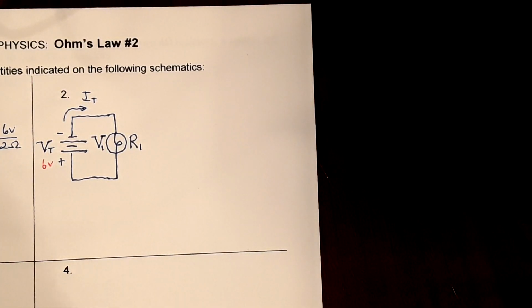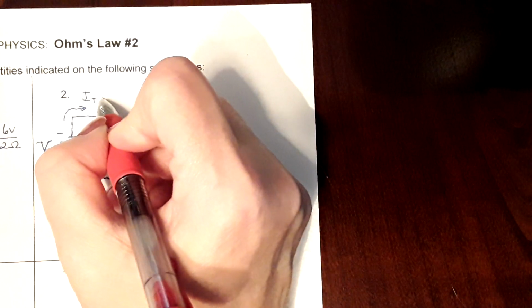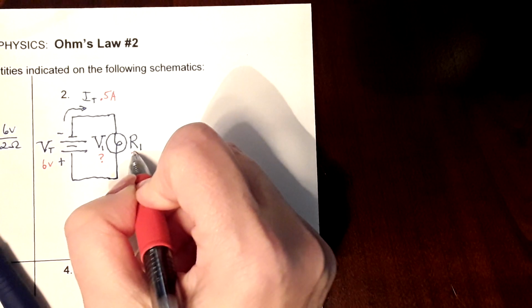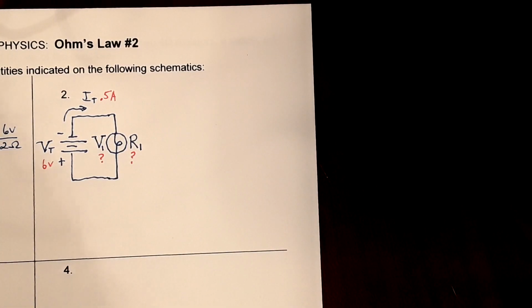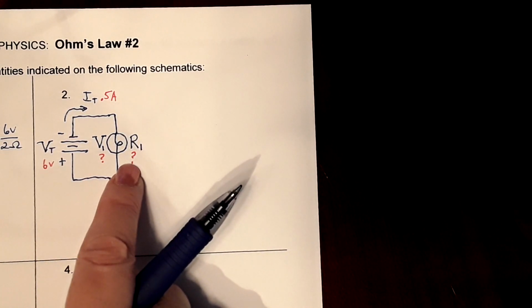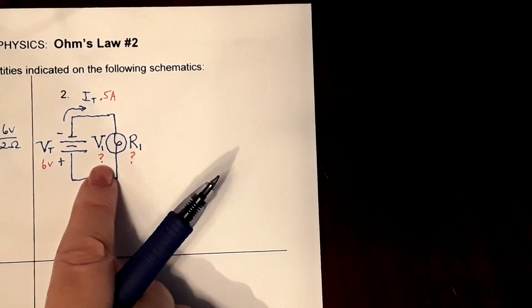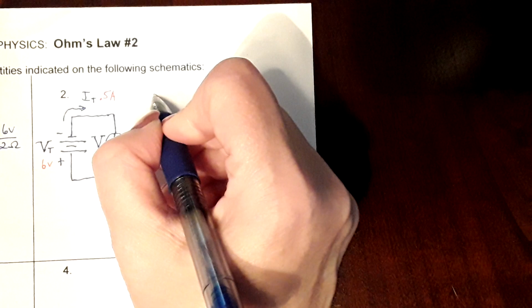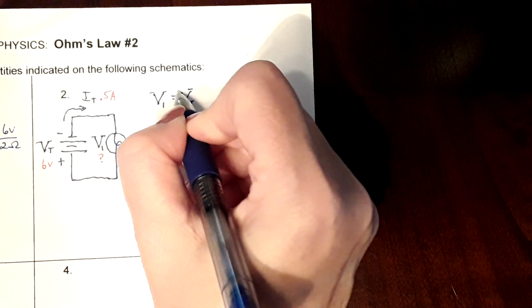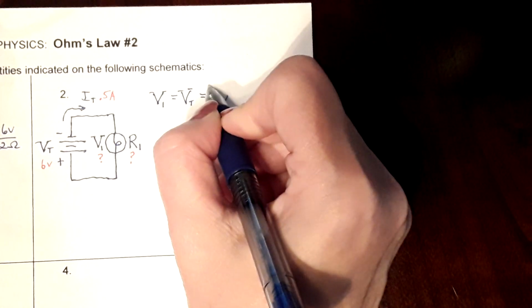All right, so what else do we know here? We know that the current is 0.5 amps, and we know the total potential is 6 volts. We want to find what is the potential used by the bulb and what is the resistance of the bulb. Okay, now notice, because we don't know either of these, we don't have enough information to use Ohm's law, so let's fall back on our tricks. If we want to find the potential, we need to use the potential trick. So V1 is going to be the same as the total, and that's going to be 6 volts.